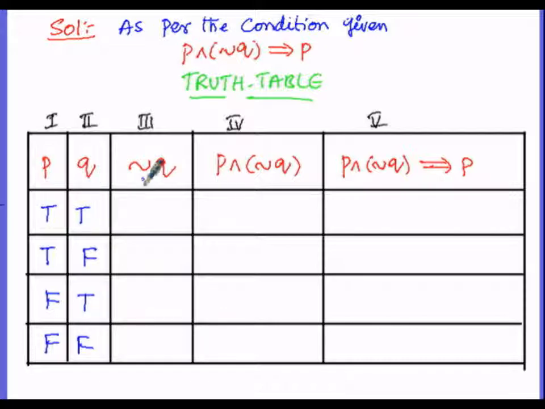Then in the next column, the third column, we have to find the negation of Q as per the statement. So here we need negation Q, but the truth values of the statement Q are T, T, F.